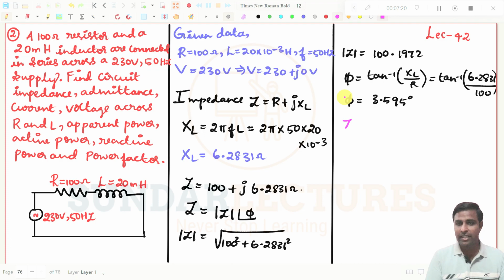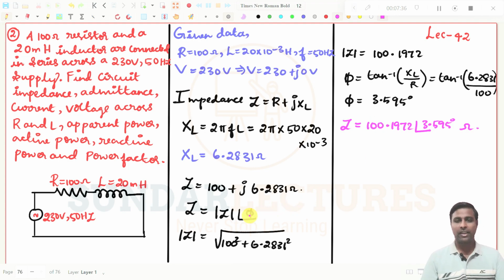That's all. So now how will you write this Z? Z will be equal to the modulus of Z and phi, so you have to write the modulus of Z, that is 100.1972 at an angle of 3.595 degrees ohms. Simple, right? So we have just converted the rectangular form into polar form. So this is the Z value now. That is the first question also.